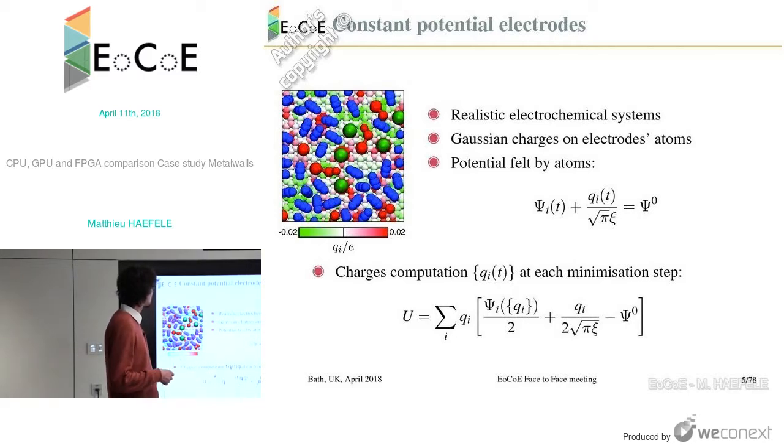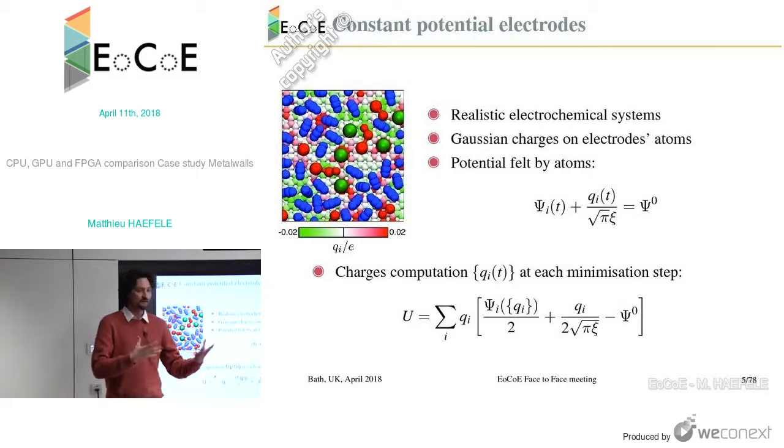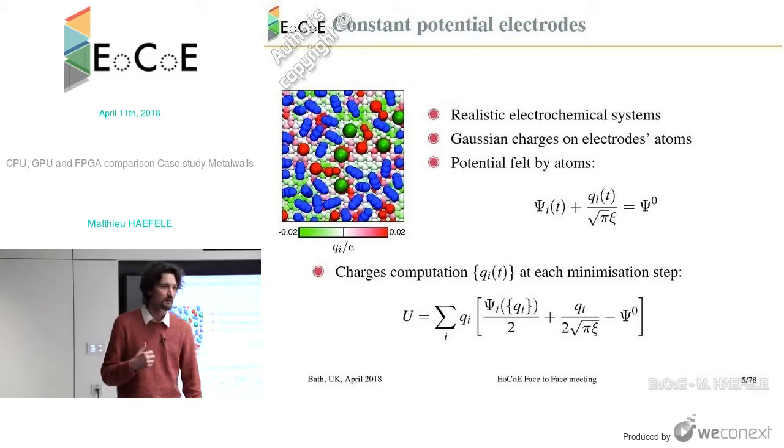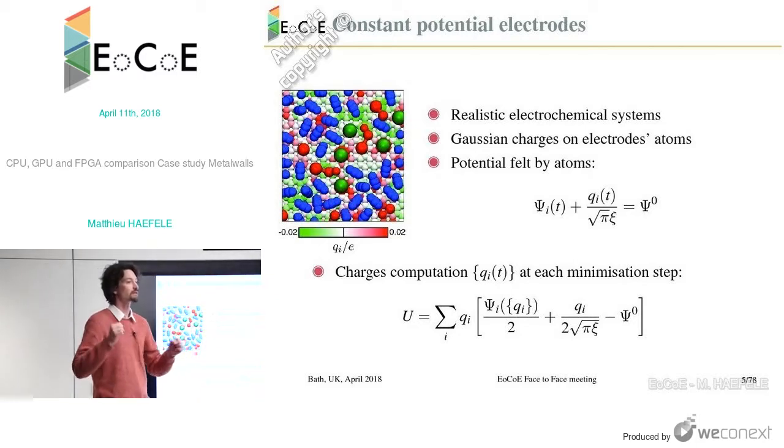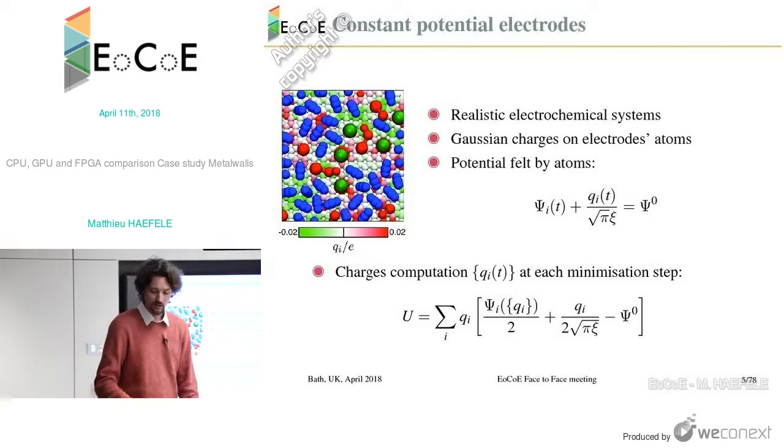Yeah, so those are the particularities of Metalwalls: being able to simulate constant potential electrodes, and the idea is to minimize the energy. Once you have a set of atoms in the bulk in certain positions, the question is where are the charges on the electrode so that the total energy of the system is minimum.